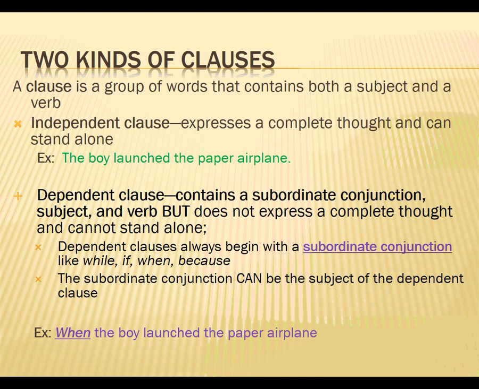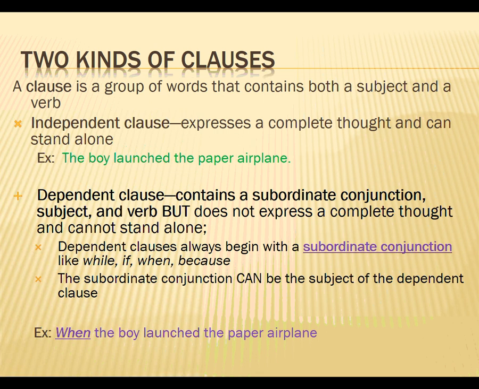The next concept to discuss are clauses. A clause is a group of words that contains both the subject and a verb. There are two types of clauses. An independent clause is a clause that can stand alone and expresses a complete thought. An independent clause is a complete sentence, like our example sentence from the beginning, "The boy launched the paper airplane." A dependent clause contains a subordinate conjunction, subject, and verb, but it does not express a complete thought and cannot stand alone.